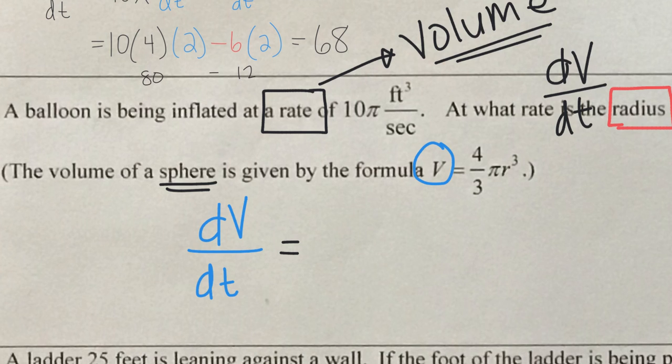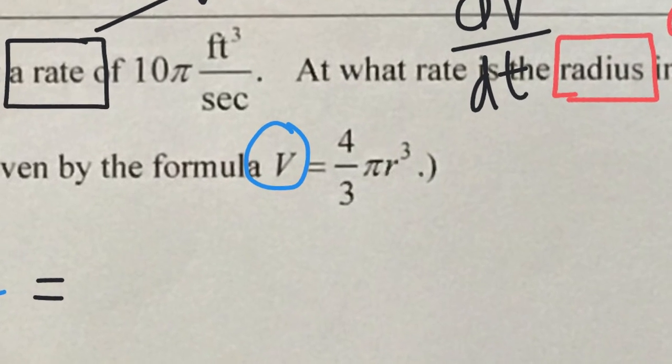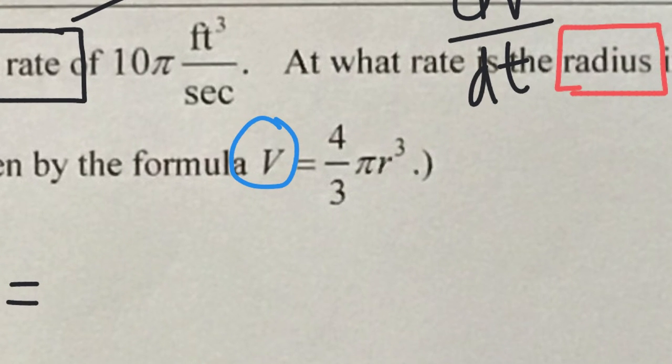Now on the right side, we have 4/3 pi. All of this is a constant. Remember, these are numbers. 4/3 pi is a constant. So we're basically going to apply the power rule. So let's multiply it by 3. What is 4/3 times 3?